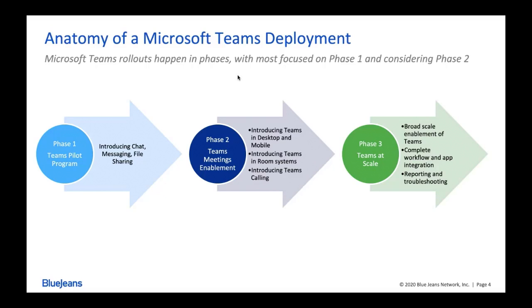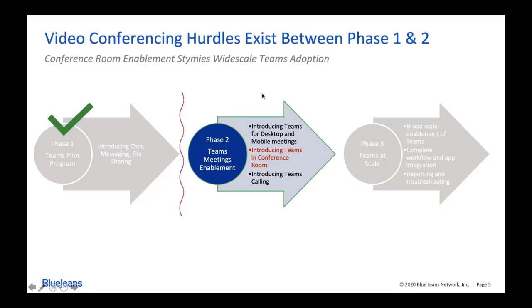I'm sure this has changed a little bit over the last few weeks, where we've probably had to go from phase 1 to phase 3 very, very quickly in an accelerated way. But of course, over the last couple of months without people being in the office, we might have skipped over the Teams in room systems, for example. So this is the anatomy that we see very much so over Teams deployments.